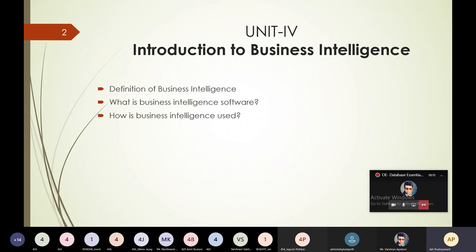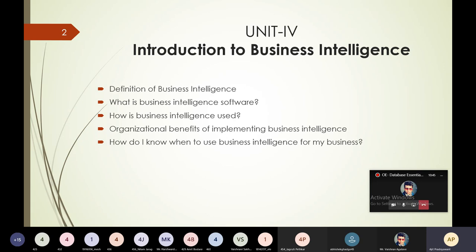Next is how business intelligence is used in a particular organization. Then we are going to learn the organizational benefits of implementing business intelligence. Once you implement business intelligence in your respective domain area, what are the benefits of it, that we are going to learn. Then next is very important: how do I know when to use business intelligence for my business? As we all are from different domain areas, we have different industries, we need to understand at what point of time we need to use business intelligence in our respective domain areas, industries.